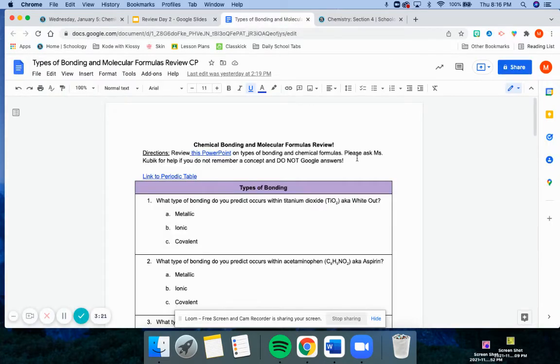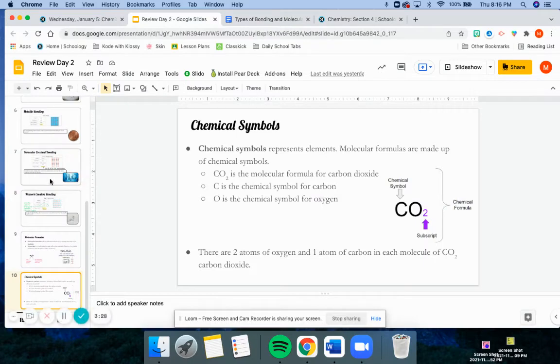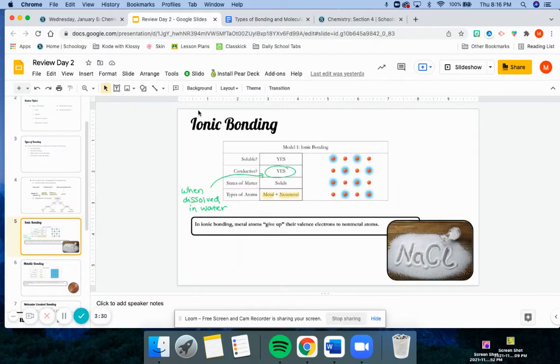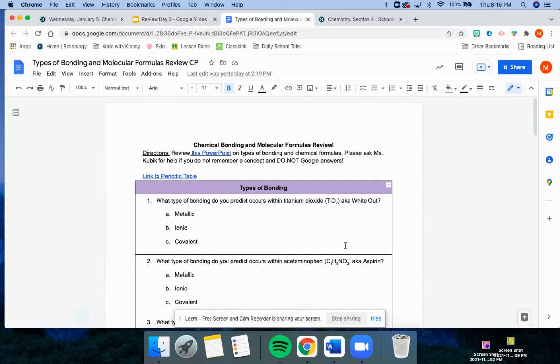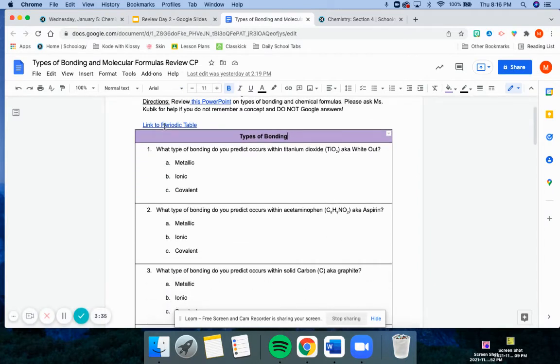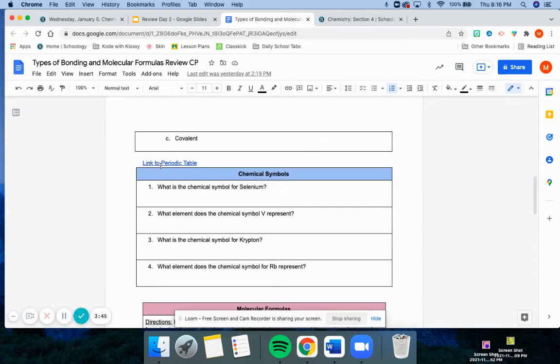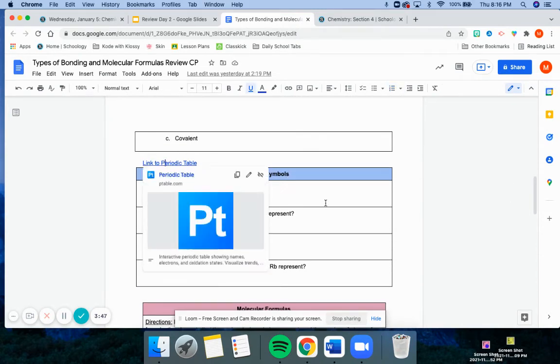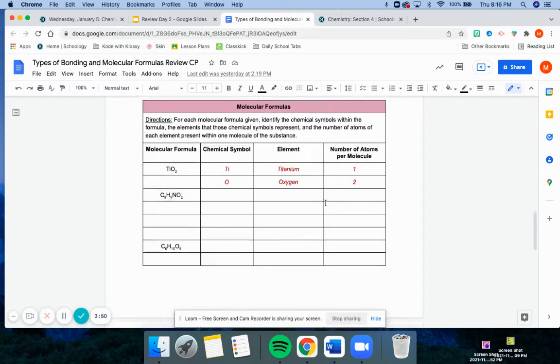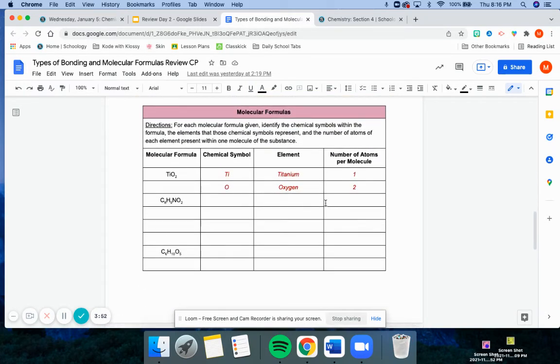So here is what the review worksheet looks like. Just like yesterday, the titles on each of the tables align with the review slide topics on the PowerPoint. I have a periodic table linked here to help you with the first section, identifying and predicting the type of bonding. I have another periodic table linked here to help you with the questions about chemical symbols. And there's no periodic table needed for the final section on molecular formulas.